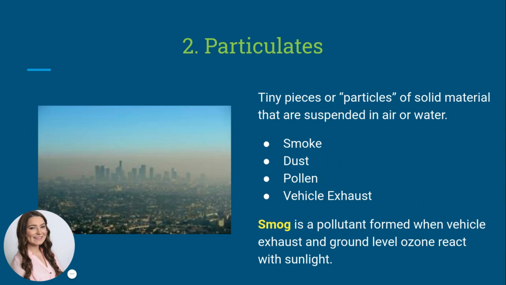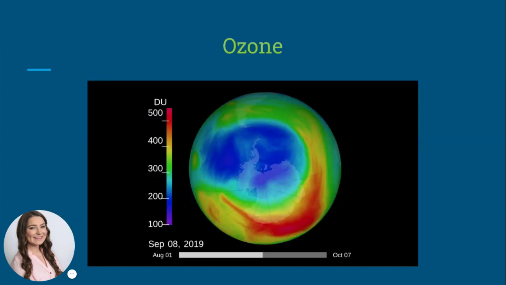Smog is a specific pollutant formed when vehicle exhaust and ground-level ozone react with sunlight. Let's keep in mind, ozone is a pollutant on the ground but is not in the upper atmosphere. There, it creates an important barrier between us and the sun. The ozone layer is a layer of Earth's upper atmosphere that is thinning due to increased use of chlorofluorocarbons or CFCs. Ozone in the upper atmosphere absorbs UV radiation from the sun, preventing it from reaching Earth.